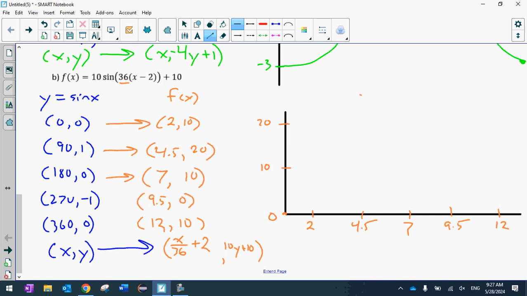Our midline's at 10, so let's draw a dashed line there. And we can start plotting these points. 2, 10. 4.5 and 20. 7 and 10. 9.5 and 0. 12, 10. Right, frowny face into a smiley face, and we keep going. And there's our graph.